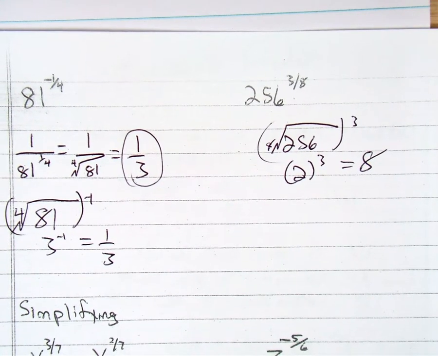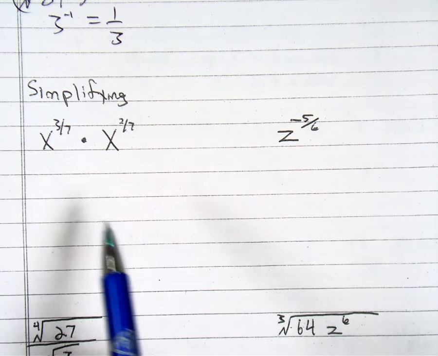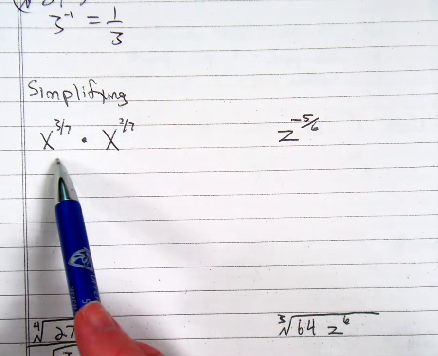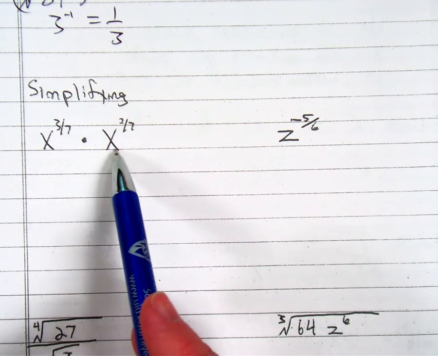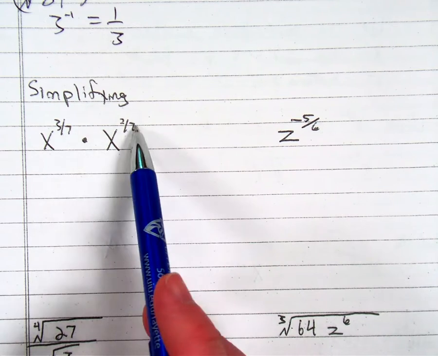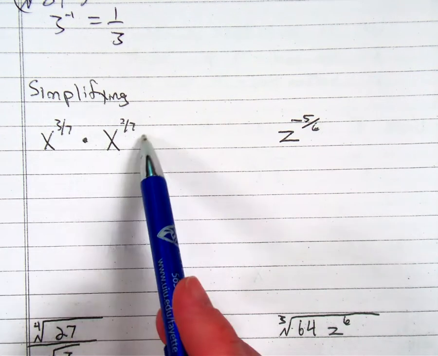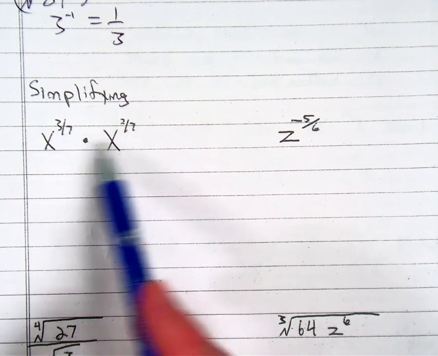All right, we just got a couple more types of problems. They're not too bad. You should be able to handle them okay. Simplifying. What do we do with our exponents when we multiply? X to the 3/7 times x to the 2/7. What do you do there? And this one's a nice one set up for you. I can't promise if they'll all be this nice.